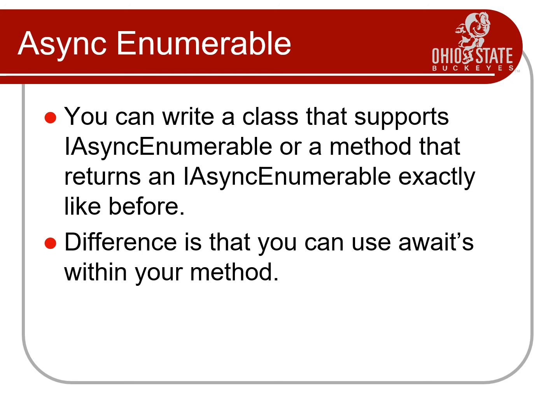And you can write classes that support the async enumerable, or any kind of method that returns an async enumerable, exactly as before. The difference is you're going to use awaits within your method, and the for each will have an await in front of it.